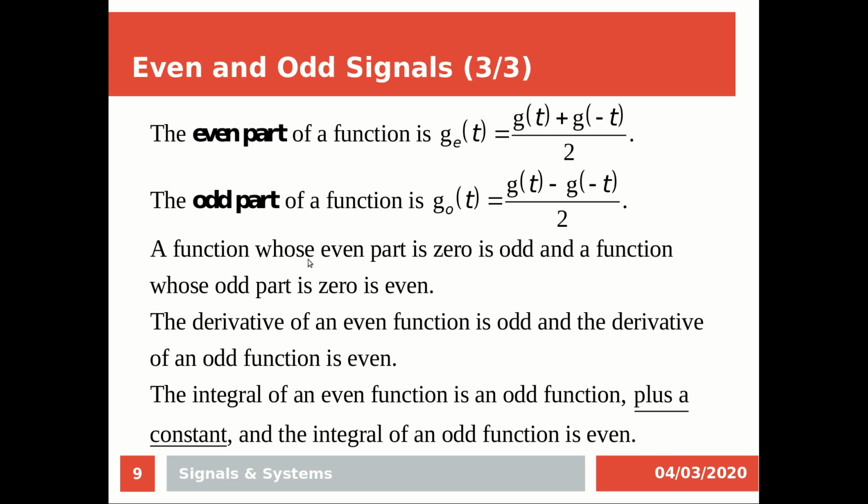here he said that if the even part of the function is 0, then it returns back to a basic function which is odd, otherwise it is even. If you take the derivative of an even function, it will be odd, and the opposite is also true: the derivative of an odd function gives you an even function. The integral is the opposite of the derivative. Okay, so this is easy to know.